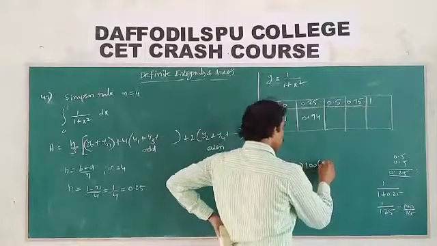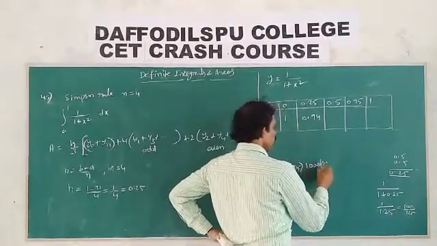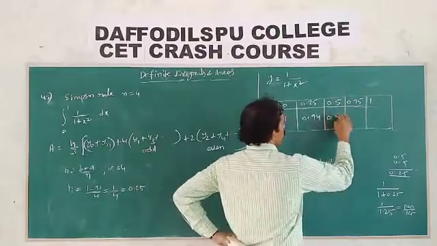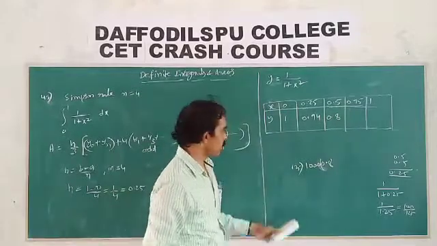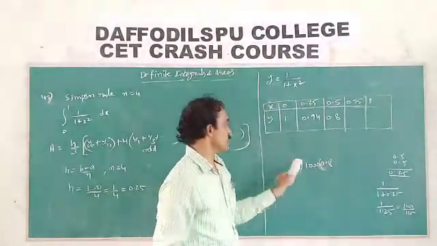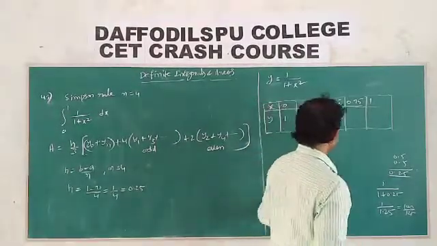Clear? So how many times? 125, how many times? 8 times. Clear? So that implies 0.8 is this value. 0.8. So that implies 0.8. Next.